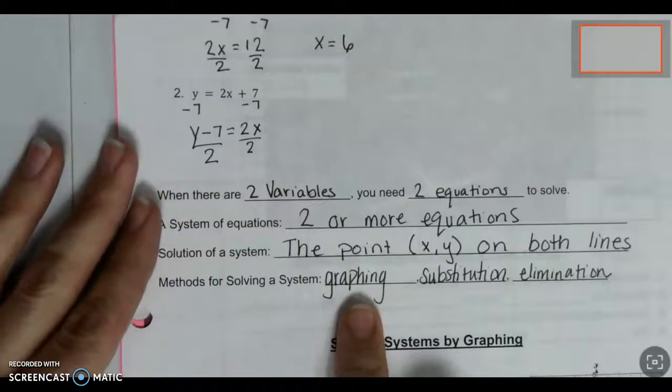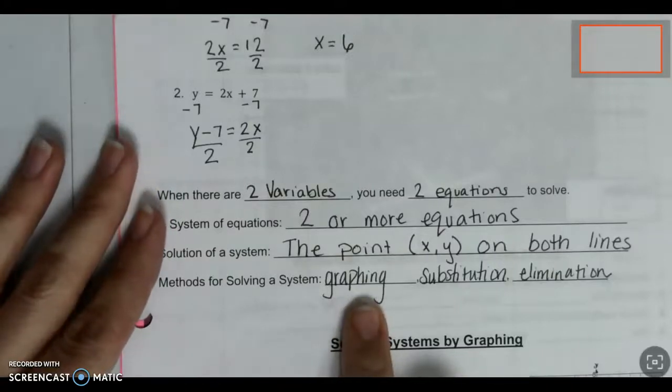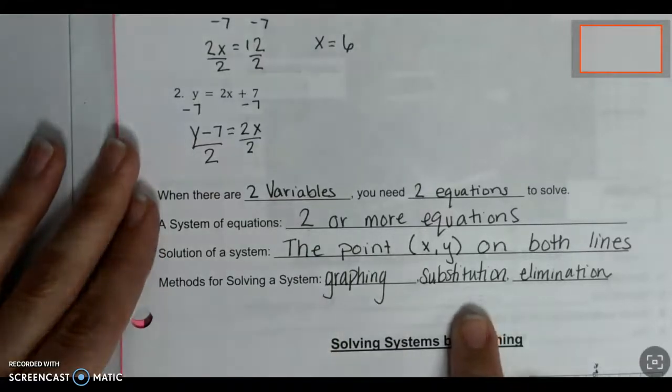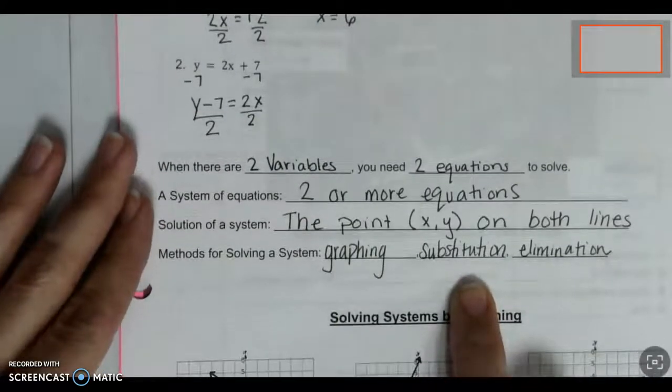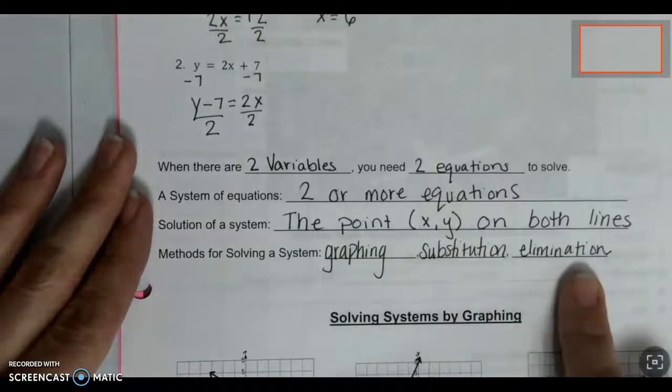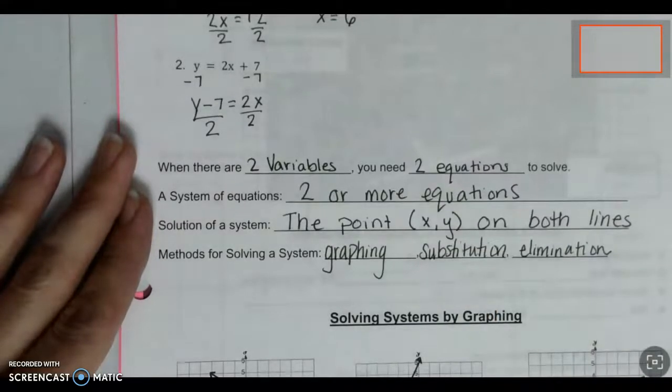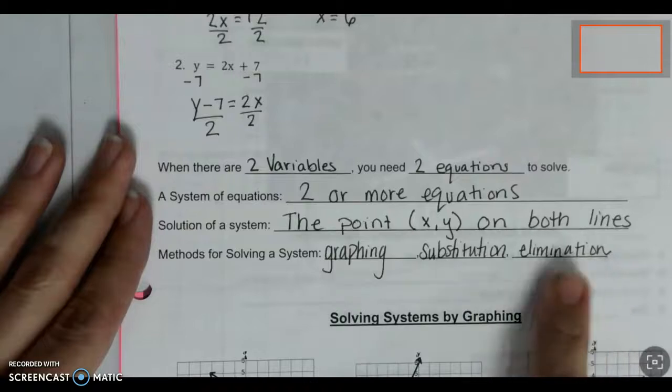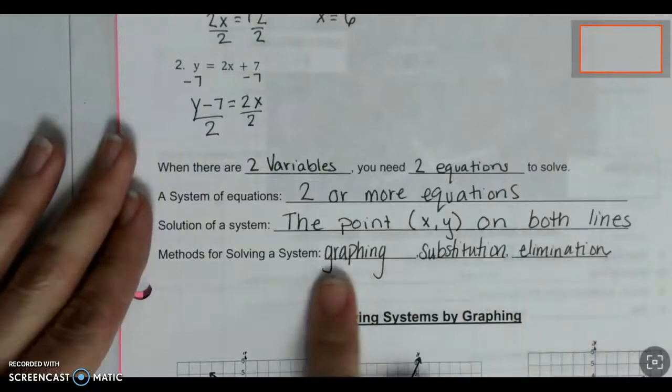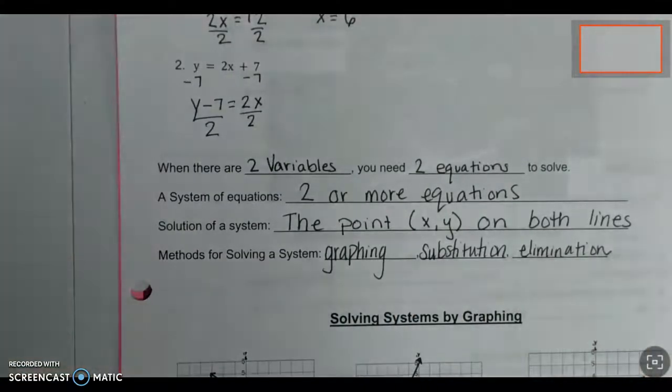But what you're going to see today, even on your homework, is that sometimes it doesn't come out to be nice, pretty whole numbers. And so that means that graphing is probably not the best method. Substitution is a great method, but only when it's a y equals equation. You will get to that. And elimination is kind of the catch-all. You can use elimination pretty much for anything. Okay, but it takes a little bit longer to do it. So each one has its good and bad.